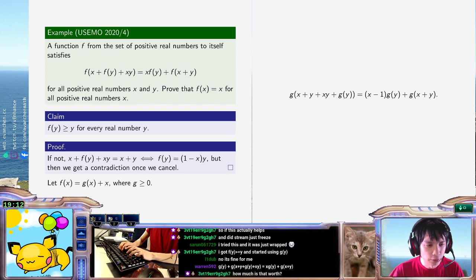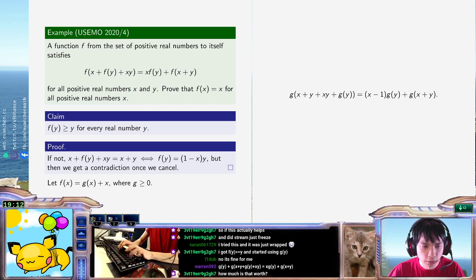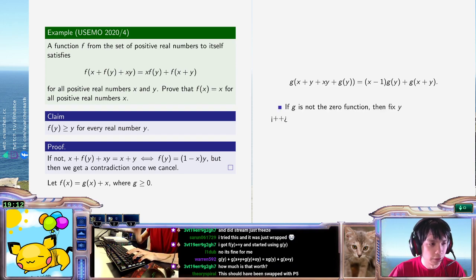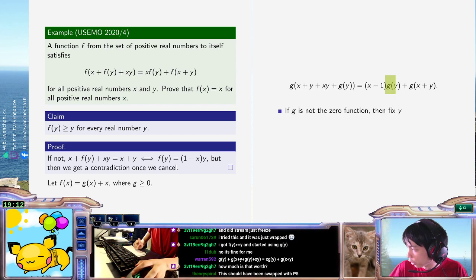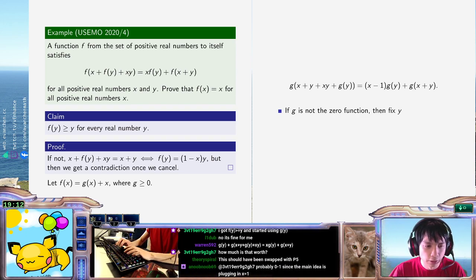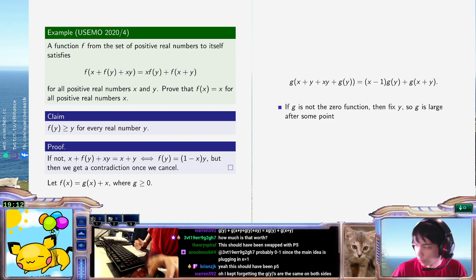Okay, cool. So two things. One is that if g is not the zero function, then fix y. We fix a value of y, so you hold y in place. This is some non-zero number. So g is large after some point. Like, I fix y here, and then it's some multiple of x. So for large enough inputs, g is pretty big.